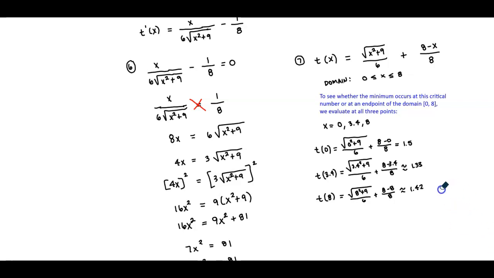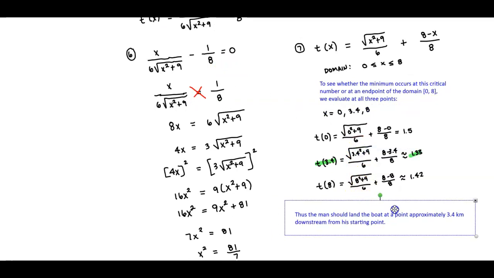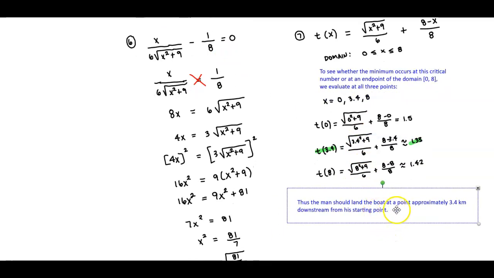So which one gives us the shortest time? If you take a look here, the shortest time is when x is 3.4 and the value of T is equal to 1.33. So therefore, we would say that the man should land the boat at a point approximately 3.4 kilometers downstream from his starting point.